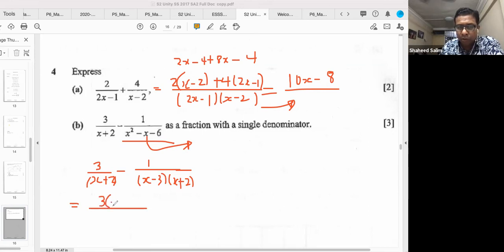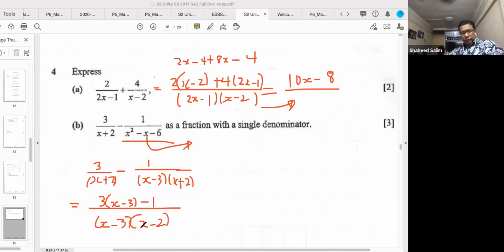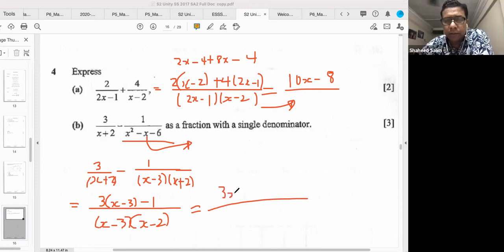If you times x minus 3 at the bottom, do it at the top also, right? Close. Minus 1 like that, over x minus 3, x plus 2. Can you complete it? So what do you get? 3x minus 10. Oh, yes. Over, don't forget the one below, which is the same.